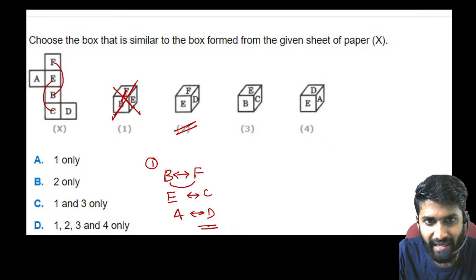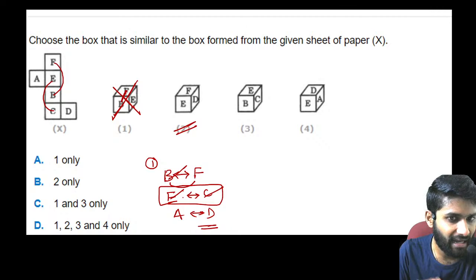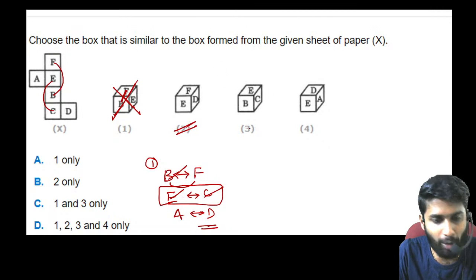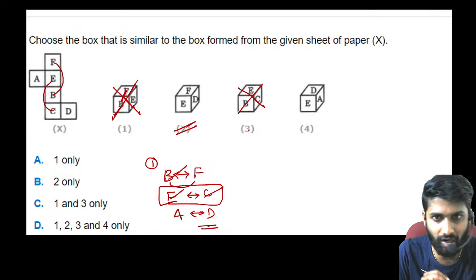Third option, BEC. BEC means, for example, B given, E given, C given. Now see, you already know that E and C is the perfect opposite pair. E and C is the perfect opposite pair. But according to the third one, they are given as adjacent. That's why that is the wrong die. That is wrong.